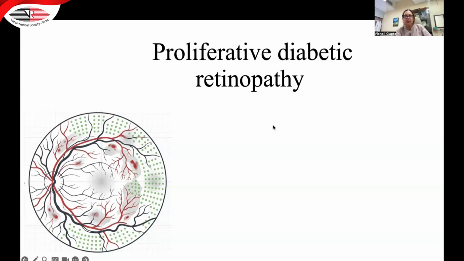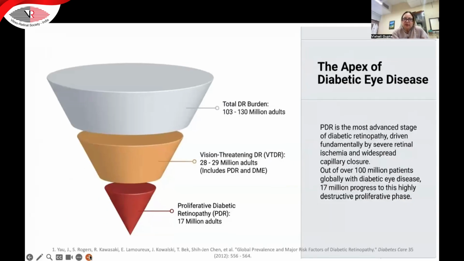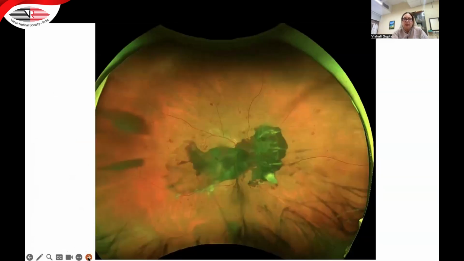Let's move on to proliferative diabetic retinopathy. So, what is proliferative diabetic retinopathy? This is actually the most dangerous, at the apex of the diabetic eye disease, as you can see in the red color here. What happens?